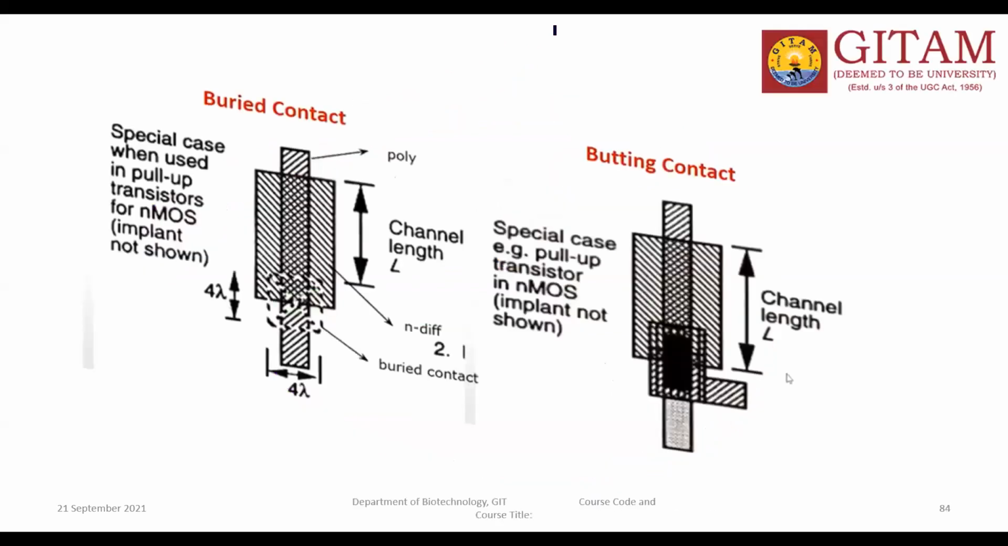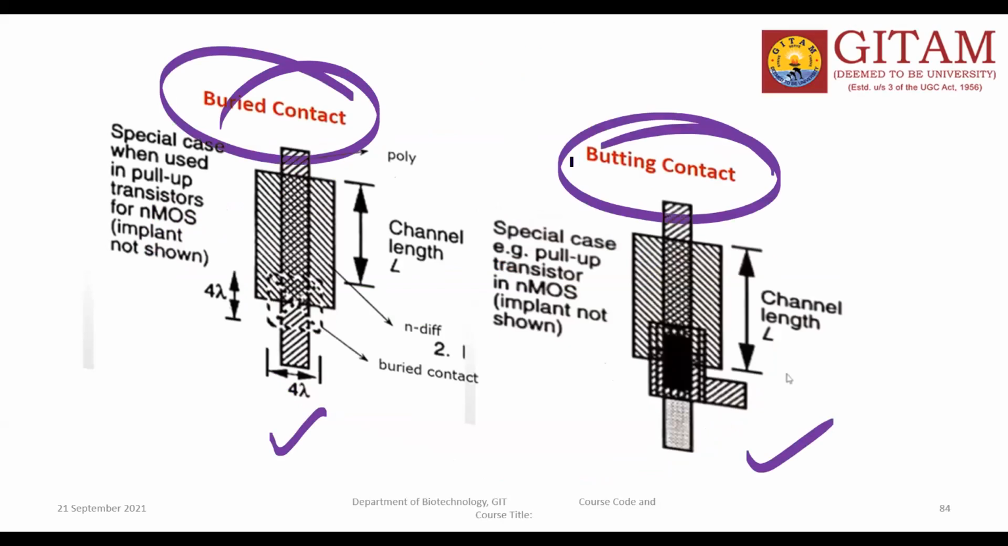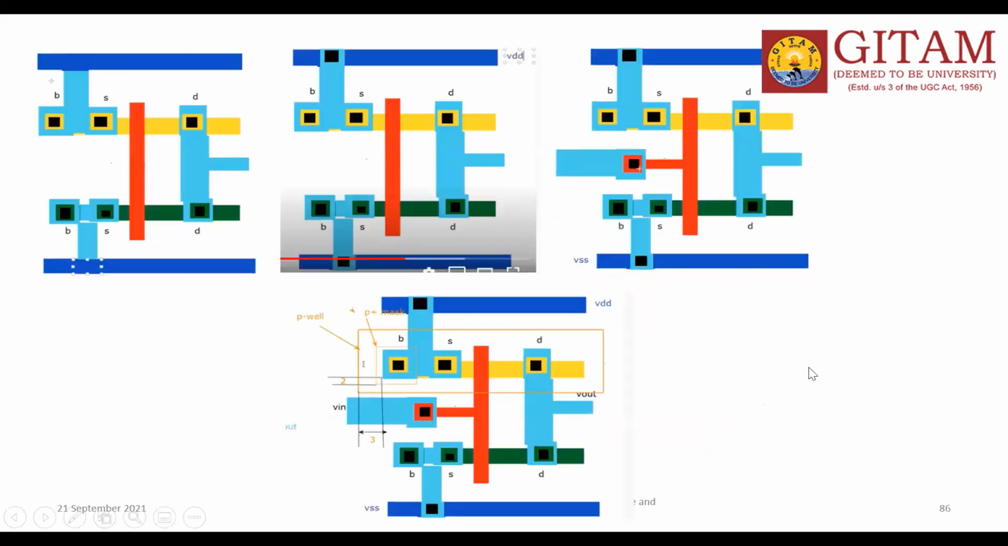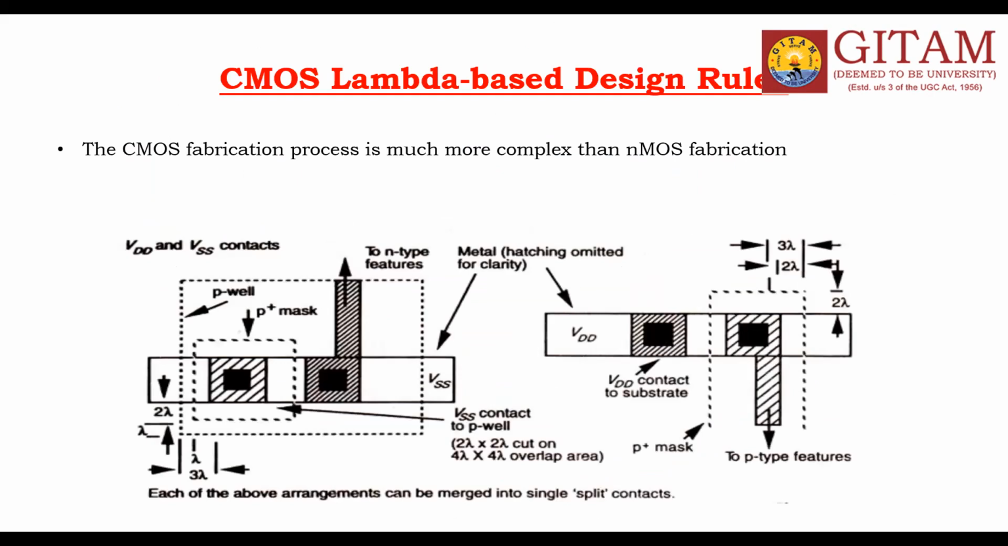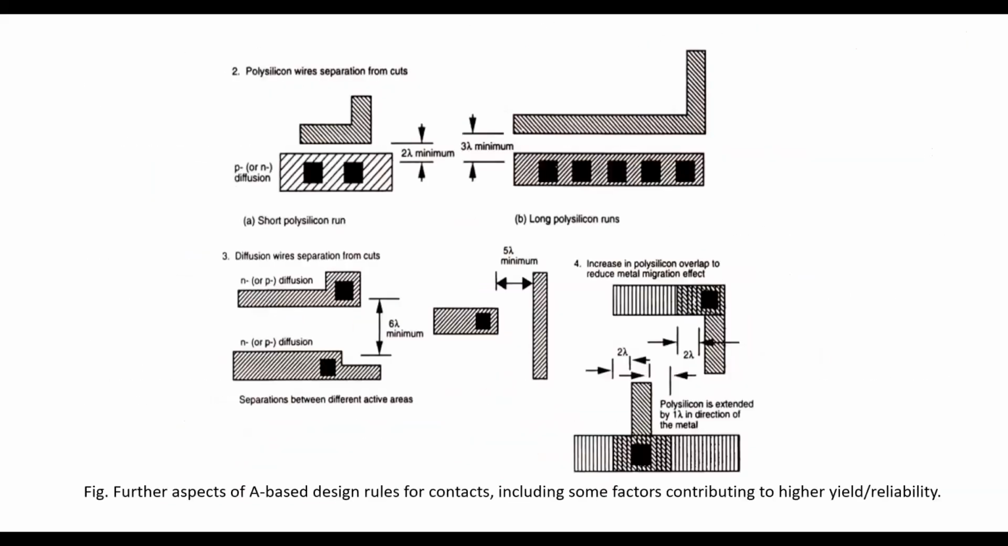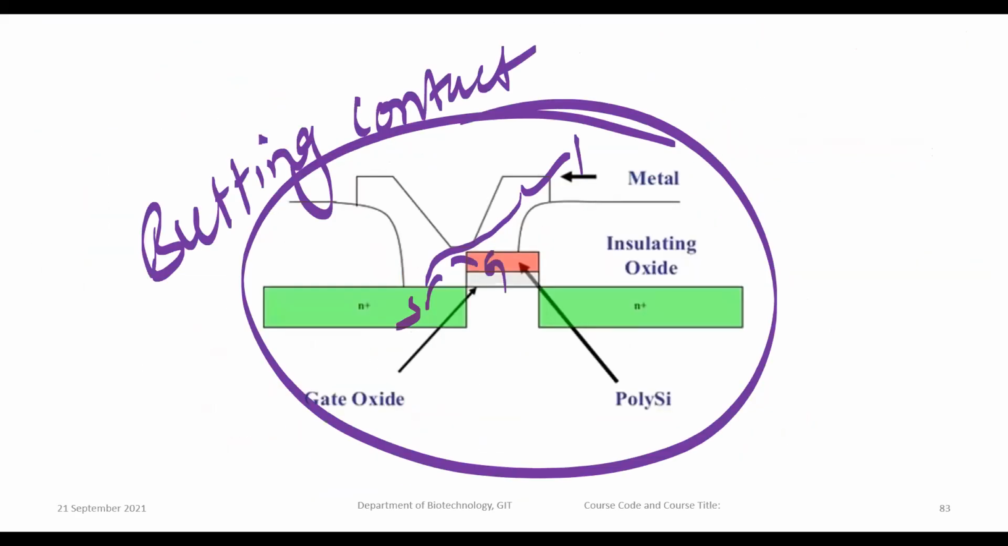So the final point is the same thing. In diffusion MOSFETs, you can use either the buried contact or the butting contact. In the buried contact, what happened? No extra metal is used, but here extra metal is used like this. That is the difference. I hope you understand, everyone. So now, the lambda basic rules are over.